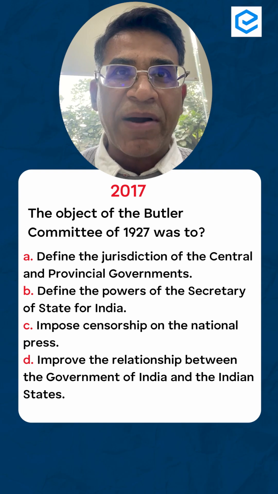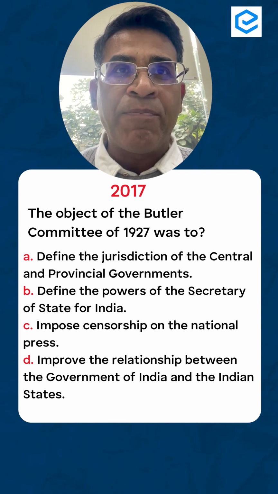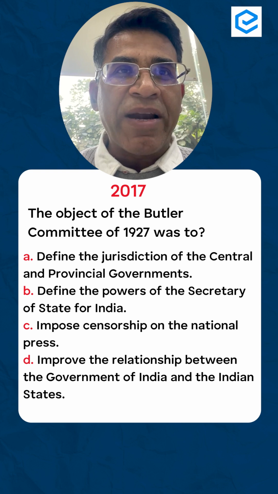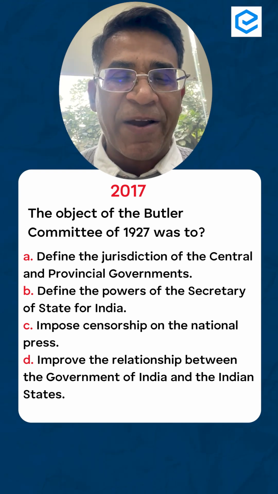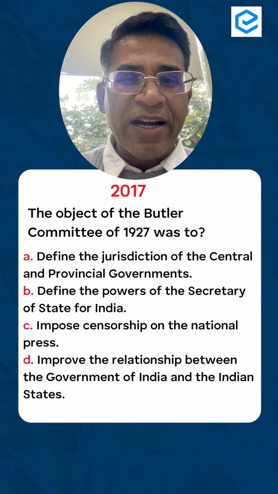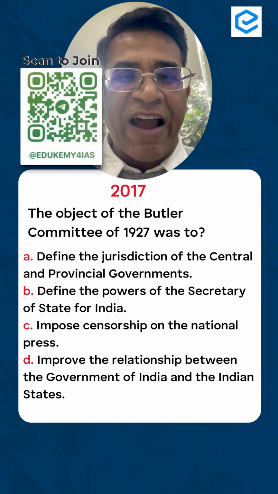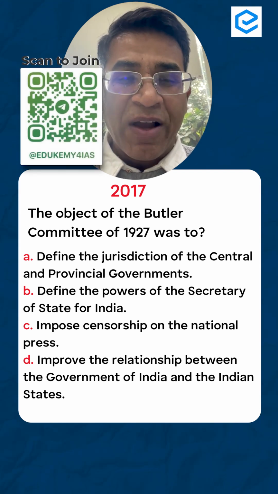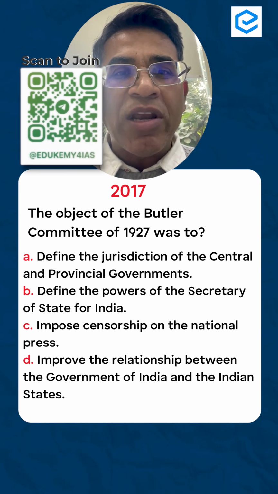Like choice A is about who defined the jurisdiction of central and the provincial governments. Another statement is who defined the powers of the Secretary of State of India. Then there's one on censorship of national press. So as student, don't just try to get the answer right. The Butler Commission is this one. In fact, in the Telegram channel, I have posted a list of other commissions. What you should do is look up each of the statements and tell me what you learned from it.